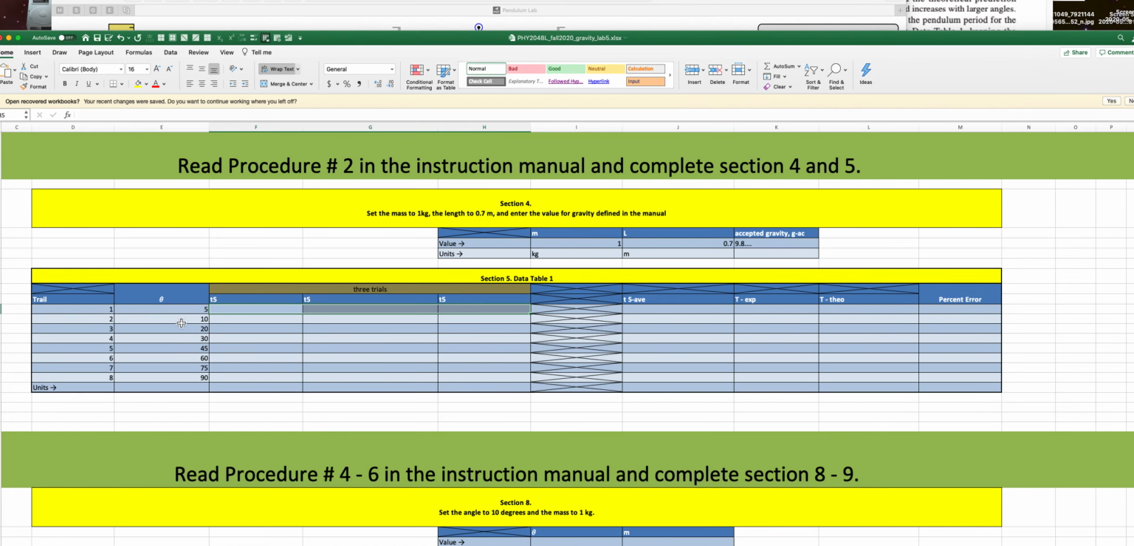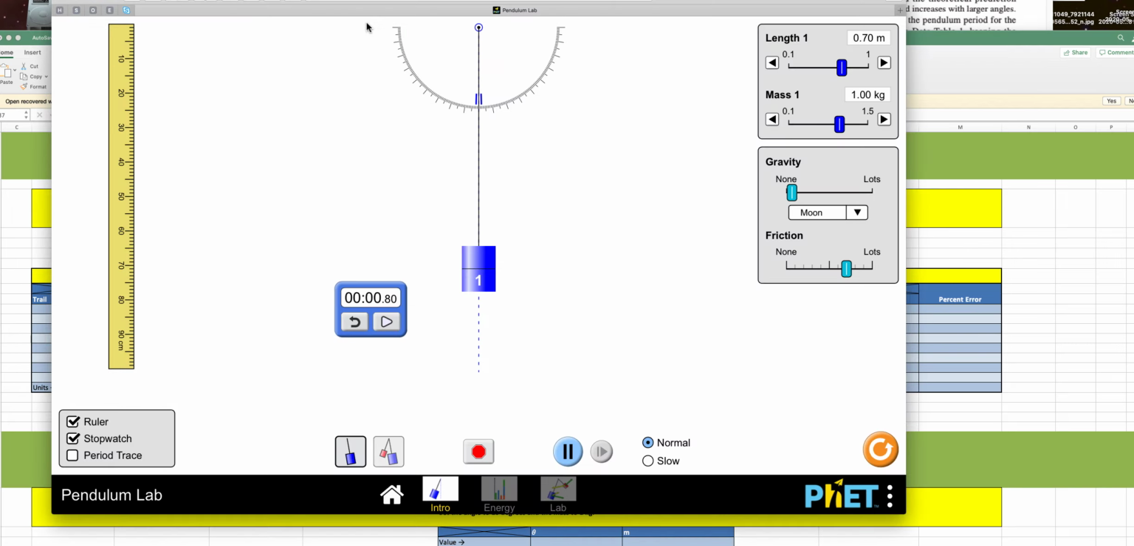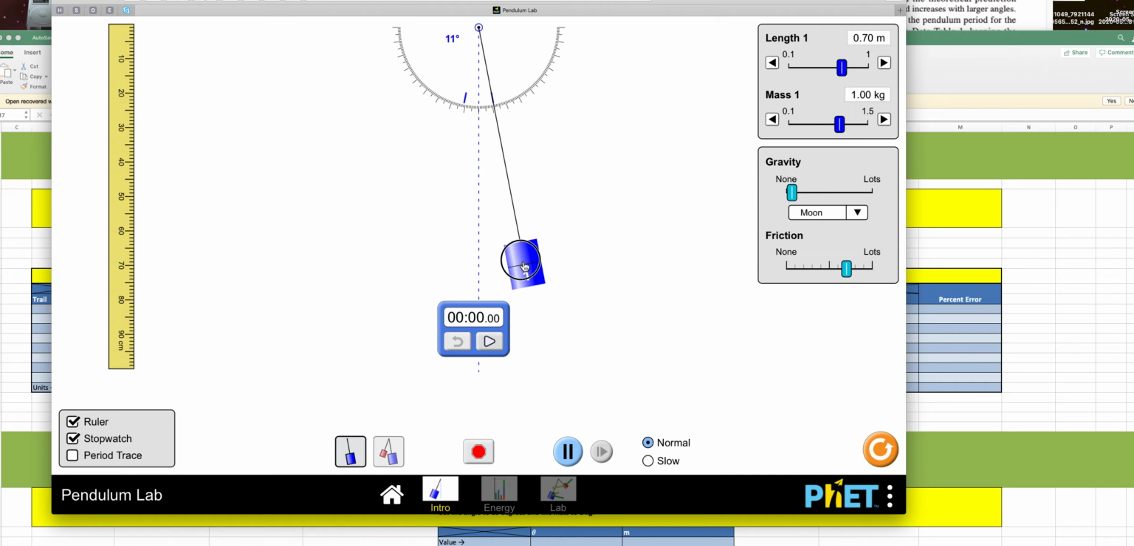So let's see here. For the first one, let's go for 20 degrees. You're going to have to figure out the best way to time it to measure 5 cycles. What I mean by that is you're going to set it to 20 degrees, let it go, and let it oscillate 5 times, and you want to measure the time for it to oscillate 5 times. So you'll just have to figure out a way to start your stopwatch and let it run until you count the time for 5 cycles.